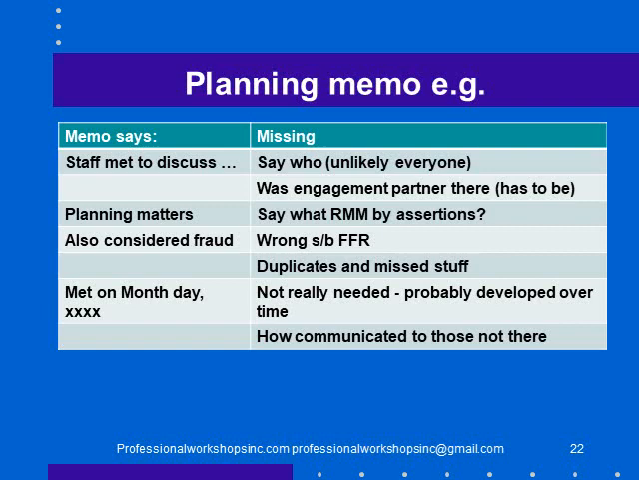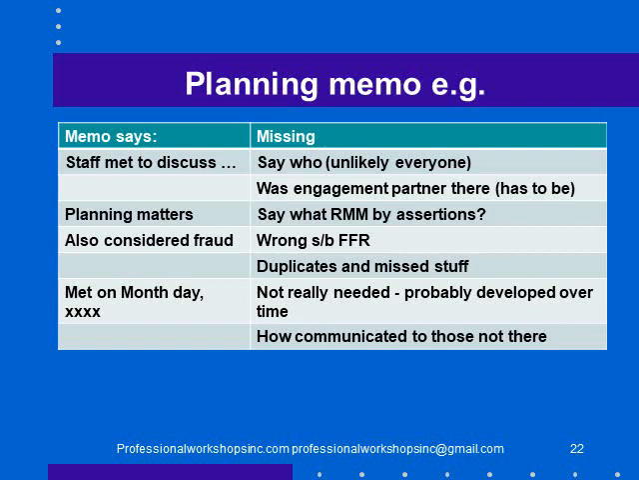So we discussed planning. Well, I guess what you now have to do is write down all the components and all the assertions and say what the risk of material misstatement was by assertion. I'd rather have a standard form that did that. And we also considered fraud. Well, we've been careless with wording here. We don't care about fraud. We considered fraudulent financial reporting. So we're duplicating and missing stuff.